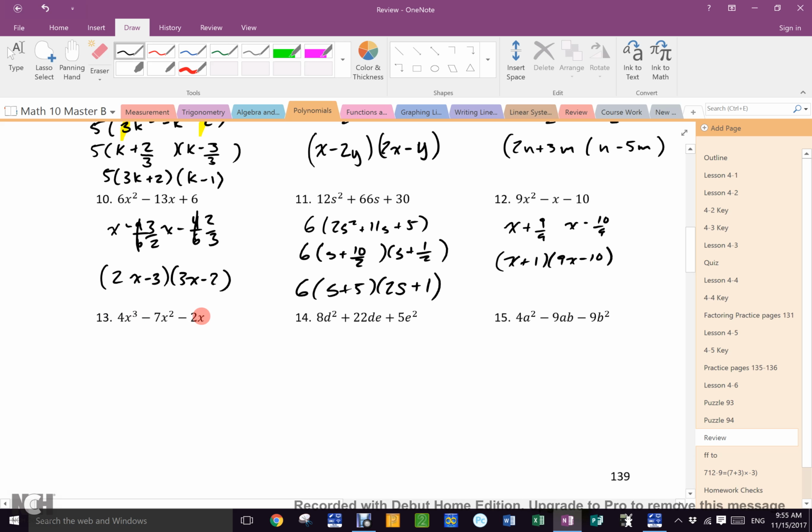What's weird about 13? All of them have variables. We only know what to do if this last one is a squared, yeah? And it's not, so we got to get rid of an x. So x comes out, leaving us 4x squared minus 7x minus 2. Oh, that I know how to deal with, right?